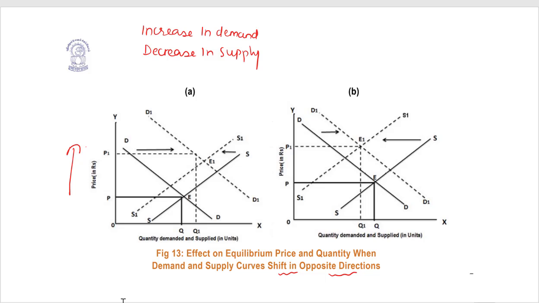In situation B, if you could see, the demand has increased but supply has decreased. In this case, because there is a considerable decrease in supply, the price will go up. The price will shoot from OP to OP1.